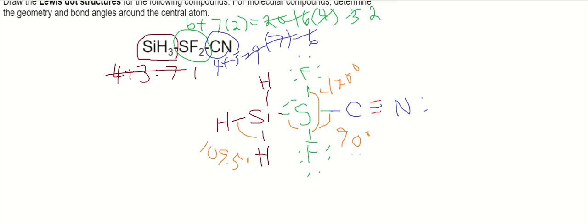Let's do carbon, the final central atom. How many electron domains? That's right, there's 2. So that's 180 degrees. The bond angle between the sulfur, carbon, nitrogen is 180, and that's linear. For the last, the geometry around the carbon is linear.